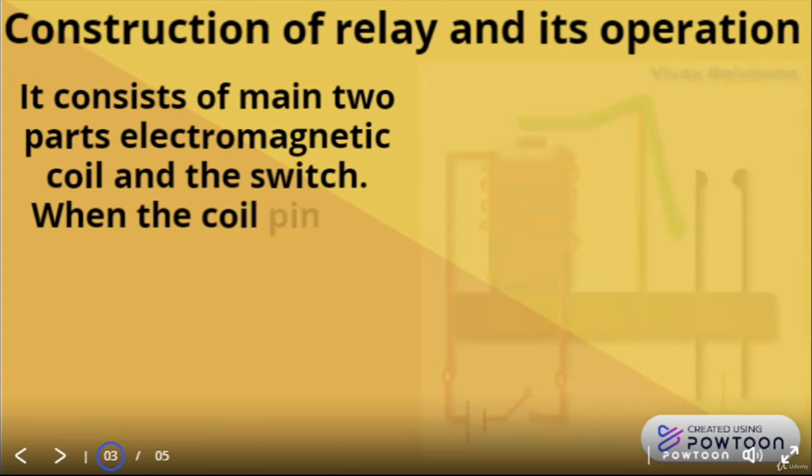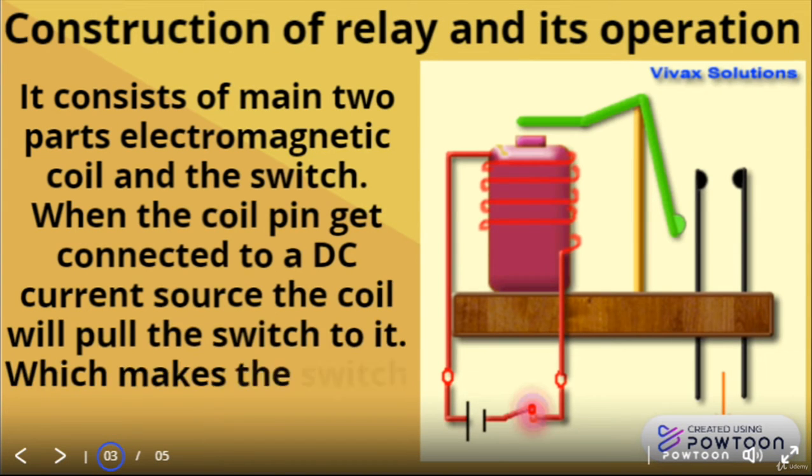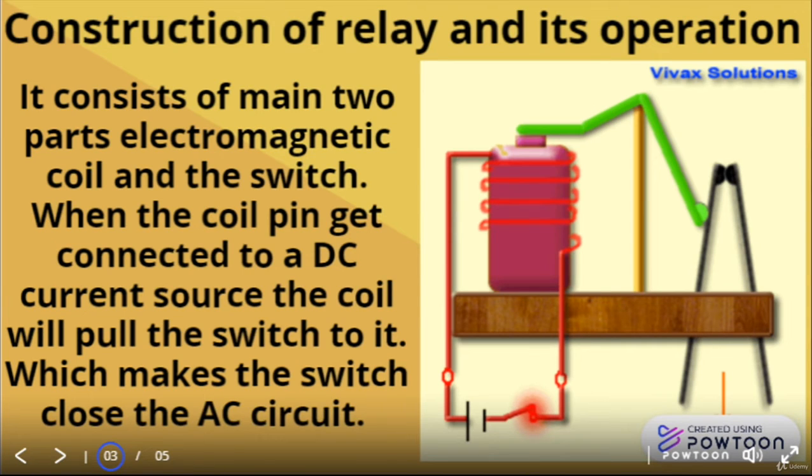Construction of relay and its operation. It consists of two main parts: an electromagnetic coil and the switch. When the coil pins get connected to a DC current source, the coil will pull the switch to it, which makes the switch close the AC circuit.